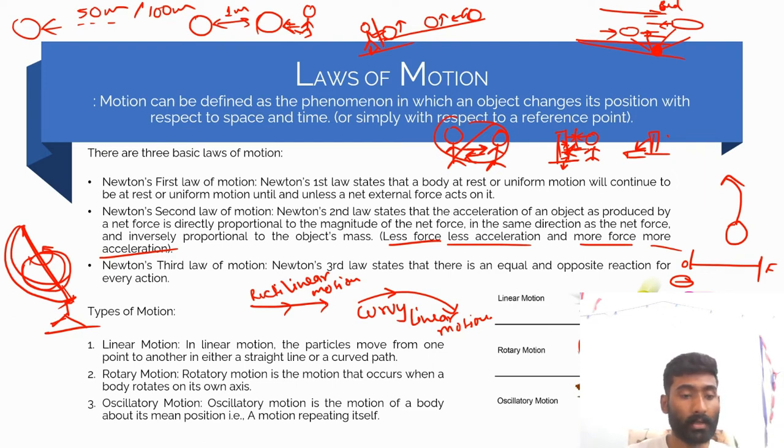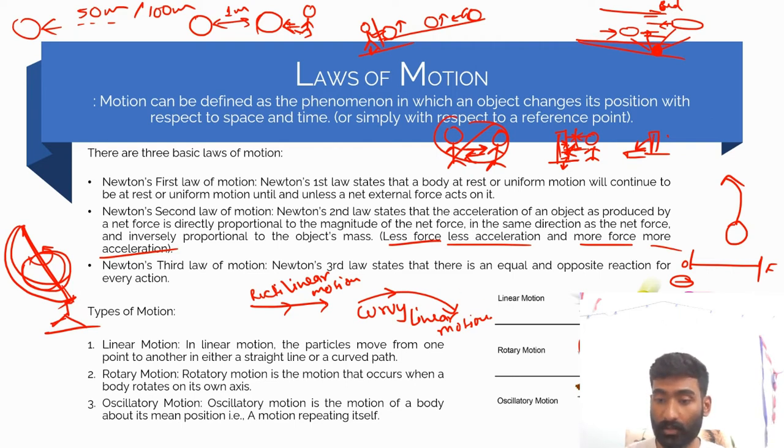The third one is oscillatory motion. Oscillatory motion is the motion of a body about its mean position, that is, motion repeating itself over and over again. Like when you are sitting on a swing, you cross the same path a lot of times.